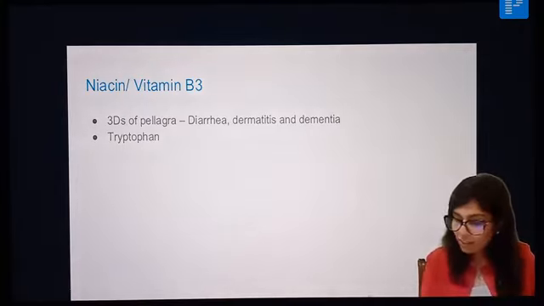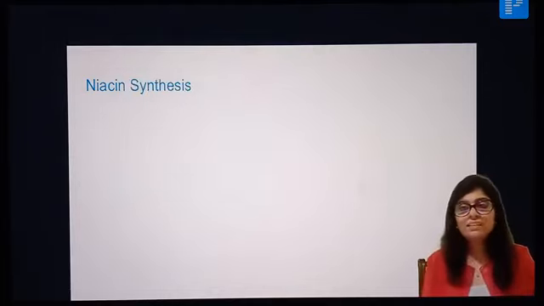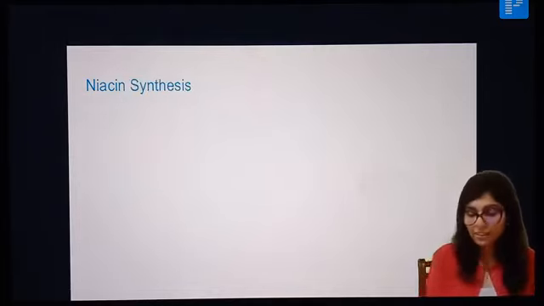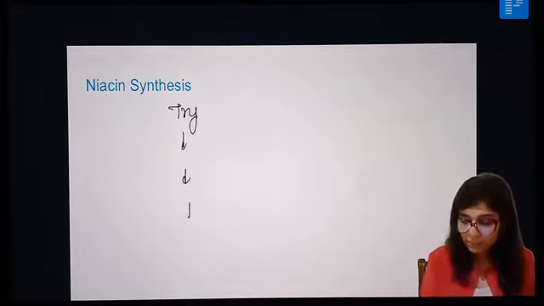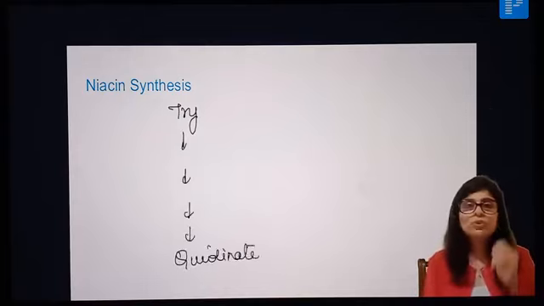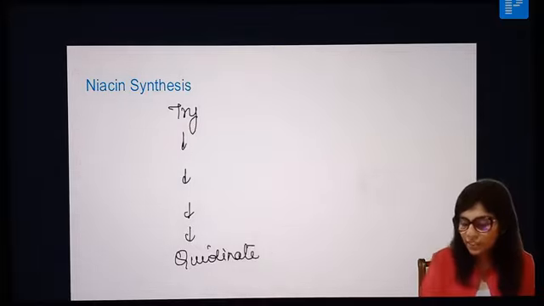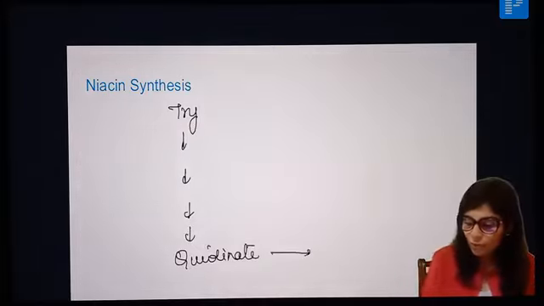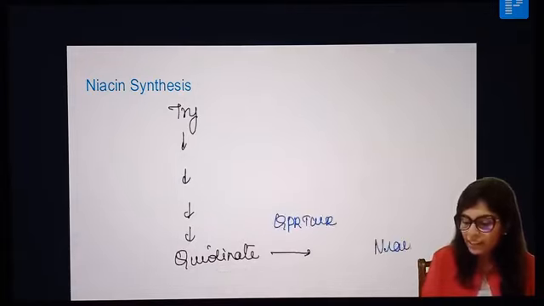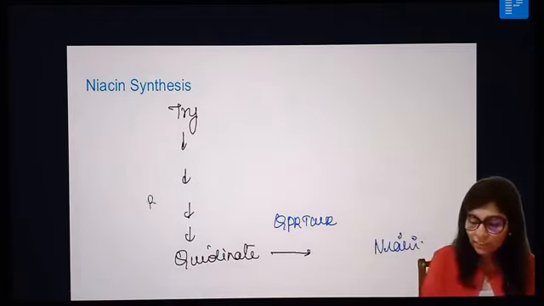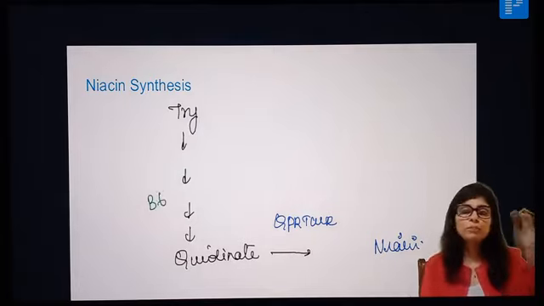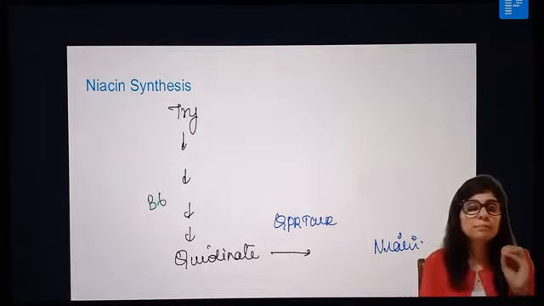So, a bit about tryptophan conversion to niacin. I'm not going to tell you all steps of niacin synthesis. All that I want you to remember is from tryptophan, through many steps, it gets converted to quinolinate. This quinolinate, in the presence of quinolinate phosphoribosyl transferase, then becomes niacin. And for the conversion of tryptophan to niacin, we need vitamin B6.